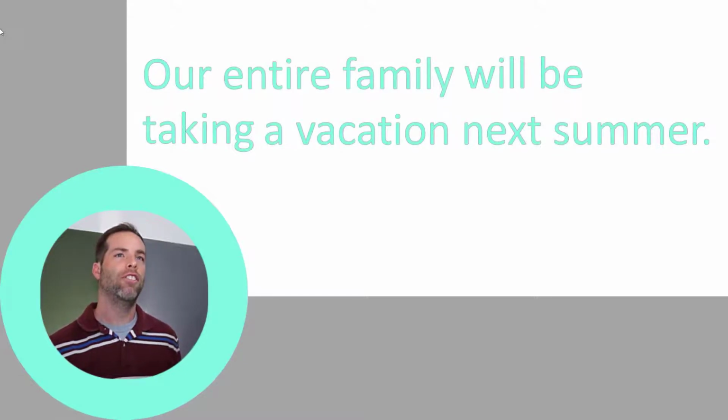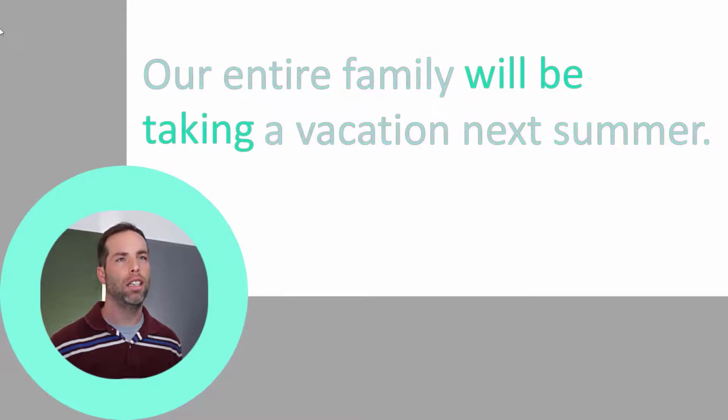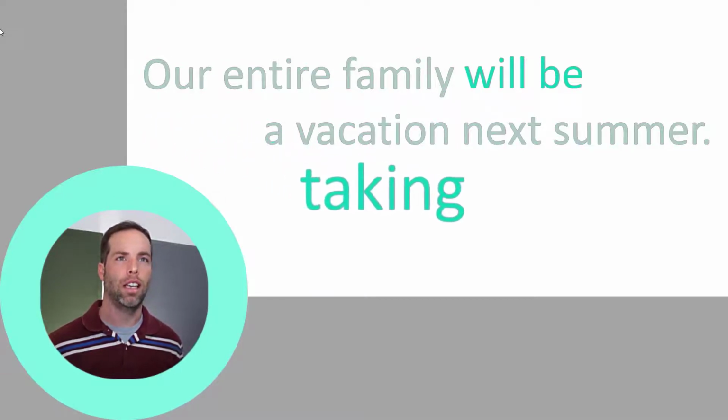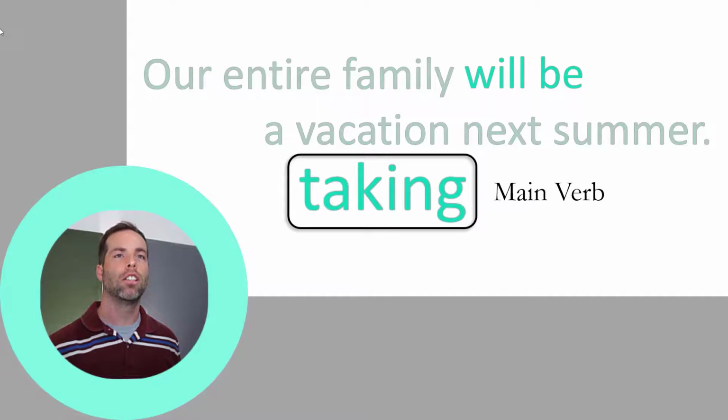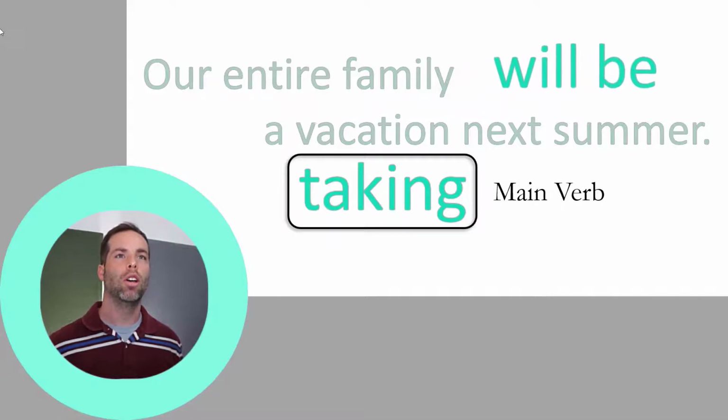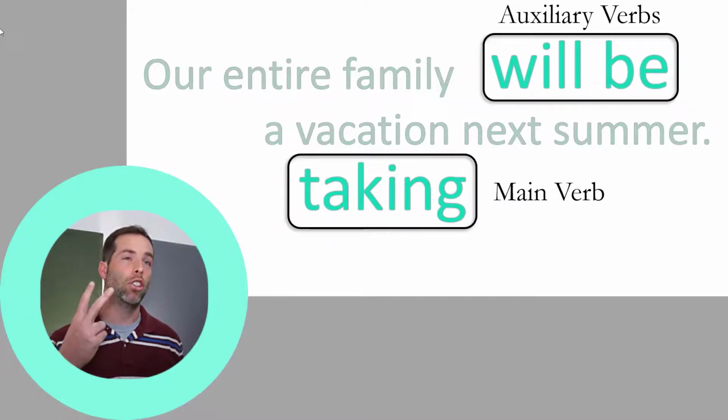Our entire family will be taking a vacation next summer. In this sentence, the verb is will be taking. The main verb is taking, and the auxiliary verb is will be. So we have 2 auxiliary verbs which help us to understand that this verb is in the future.